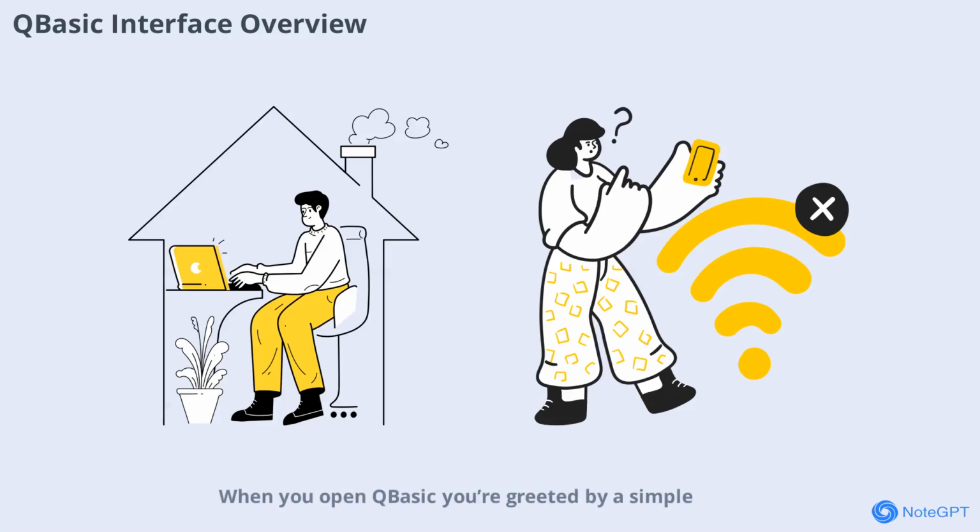When you open QBasic, you're greeted by a simple blue screen with a menu bar at the top. The interface is designed to be user-friendly, with options for editing, running, and saving your programs. The main area is where you type your code, and the menu bar provides access to essential functions like opening files, saving work, and running your program. This straightforward layout helps beginners focus on learning to code without distraction. Familiarizing yourself with the interface is the first step to becoming comfortable with QBasic.